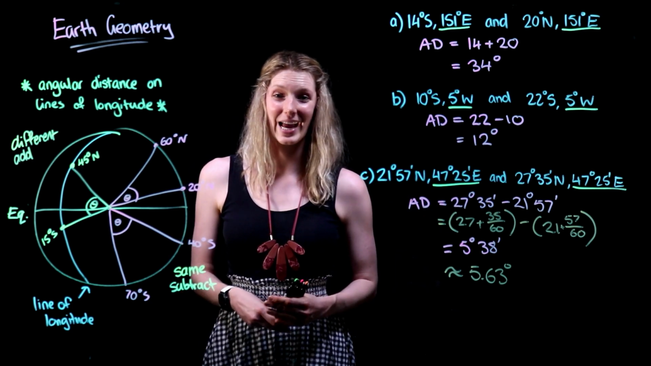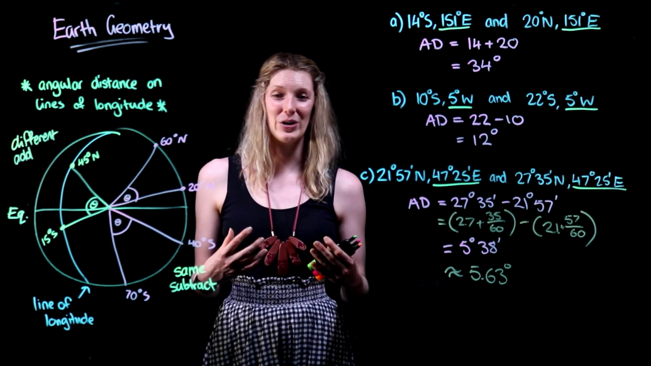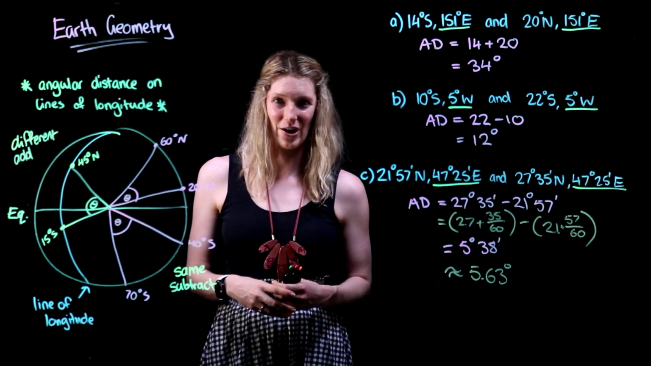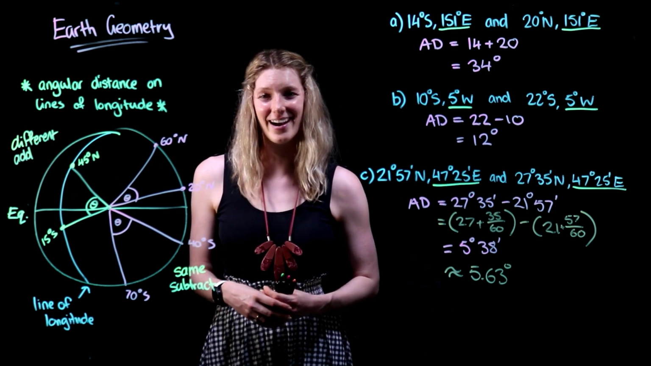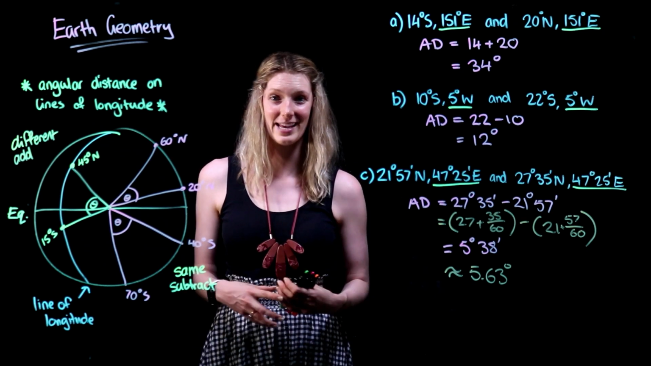So that's a quick look as to how we can use our knowledge of locations on the Earth to help us calculate unknown angular distances between pairs of locations.